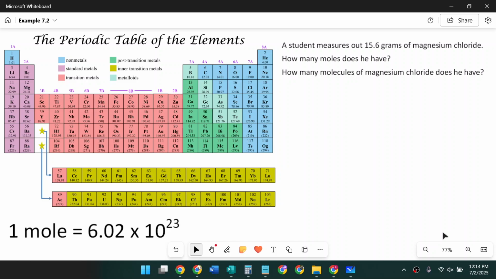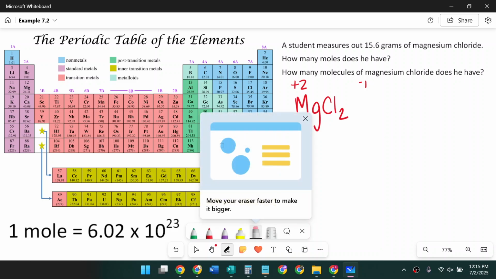So the first step we're going to do is let's build what magnesium chloride looks like in its chemical formula. So magnesium is here and chlorine is here. Magnesium is going to have a +2 charge and chlorine is going to have a -1 charge. And so because we have a +2 and a -1, when those switch places, we'll end up with MgCl2, like that.